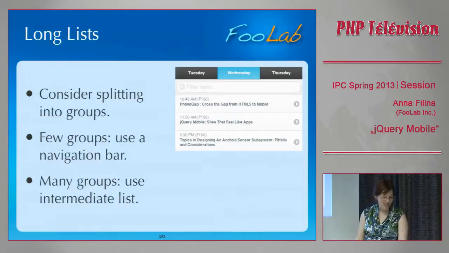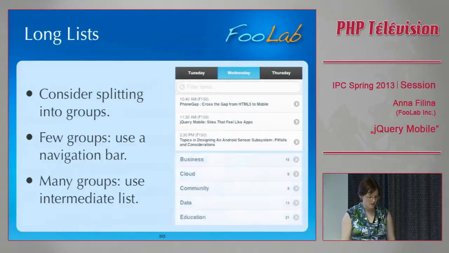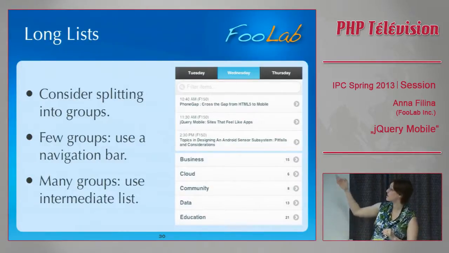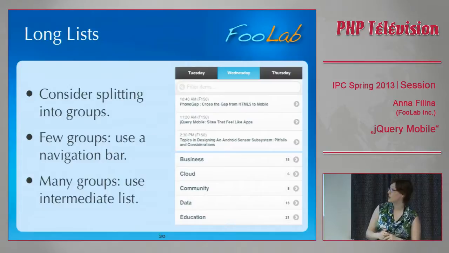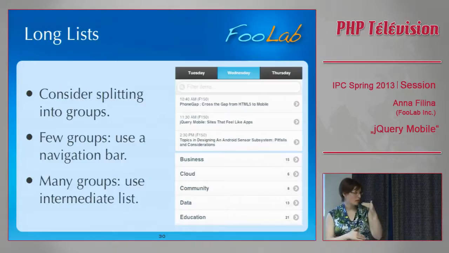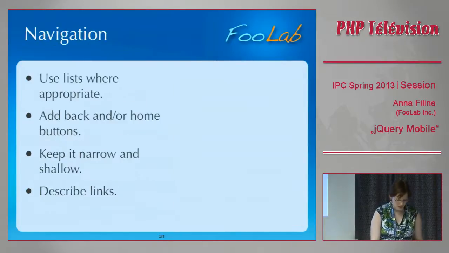That's if you have few categories. If you want to split into more groups, then that won't do because you have limited space. You can create intermediate lists. So that's an interesting trick. Basically create one page with the categories, and then when you click on the category, in this case, say we click on business track and you have 15 presentations there, it will show you another page where you have all of the business talks. 15 elements only. So that can be very useful.